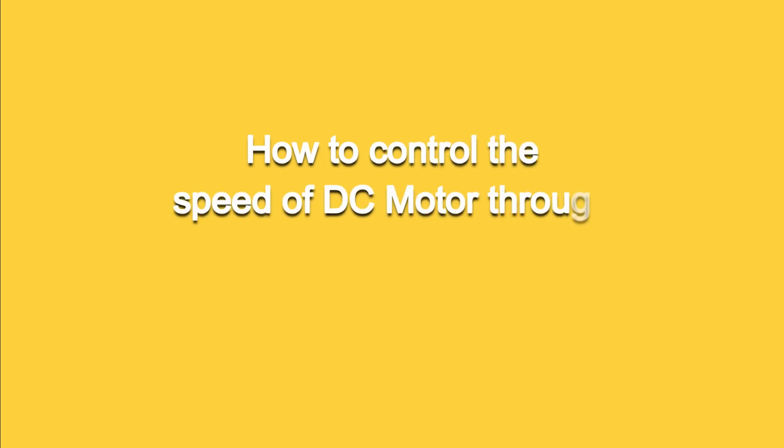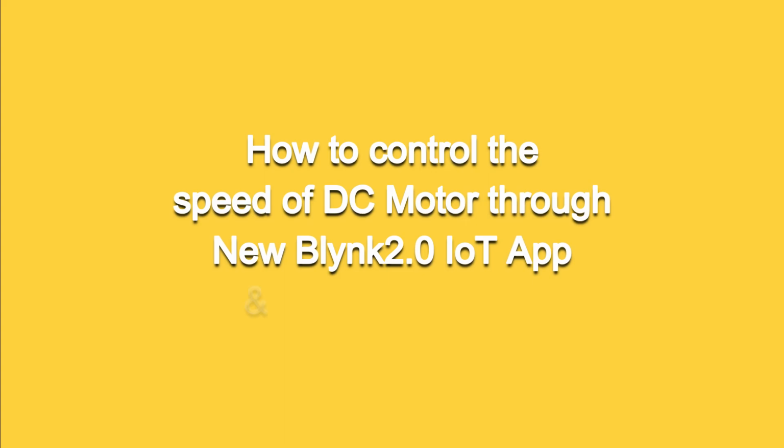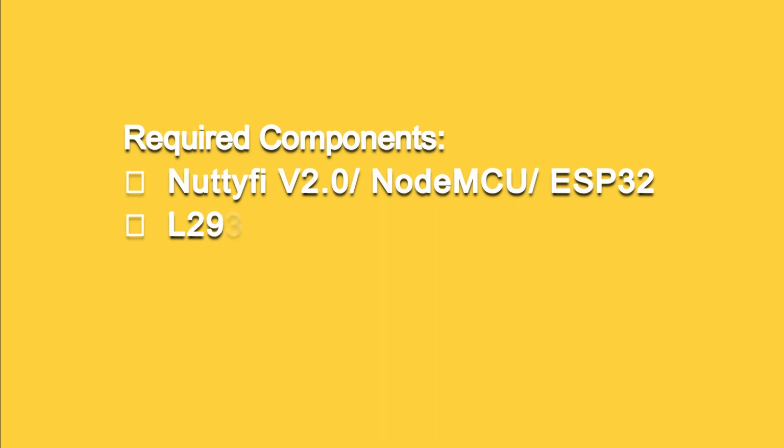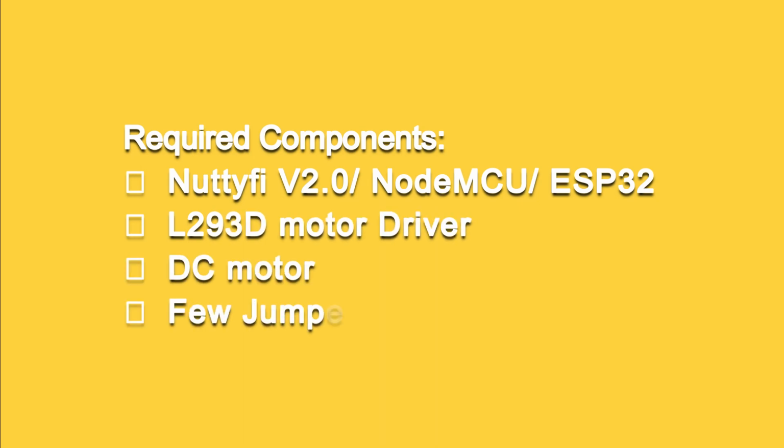Today I will tell you how you can control the speed of a DC motor through the new Blynk 2.0 IoT mobile app and web dashboard. To design this project, we need the following components: Nuttyfi version 2.0 or NodeMCU or ESP32 Wi-Fi board, L293D motor driver, DC motor or DC fan, and a few jumper wires.